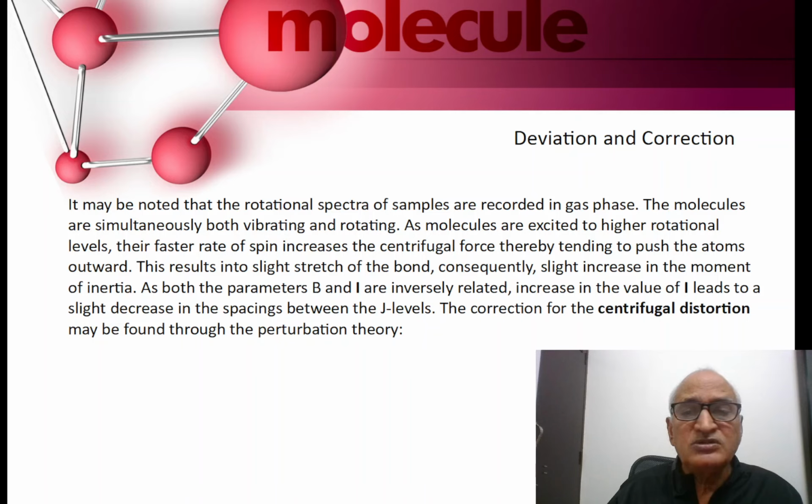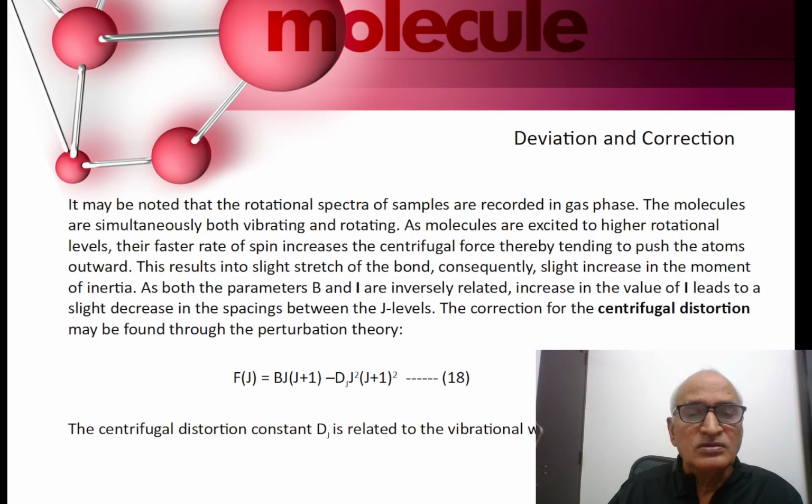The correction for the centrifugal distortion may be found through perturbation theory. As I explained earlier, the equation was also given. Again, the equation is repeated here. DJ is called the centrifugal distortion constant, and it is related to the vibrational wave number.